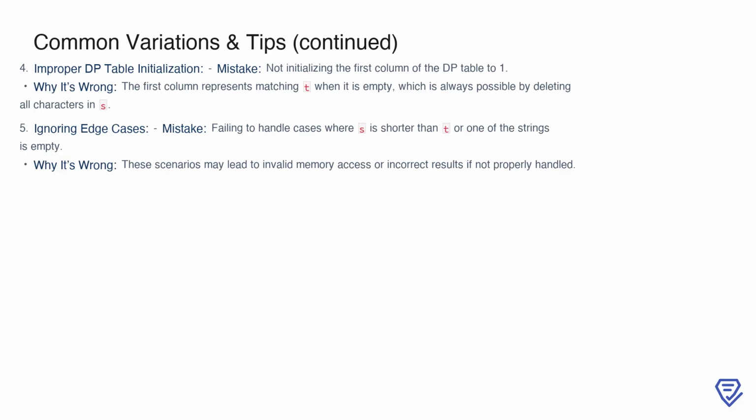Another frequent issue is ignoring edge cases. For instance, if S is shorter than T, or if one of the strings is empty, your solution might run into invalid memory access or produce incorrect outcomes. These edge cases are critical to handle properly to ensure your solution is both robust and error-free.